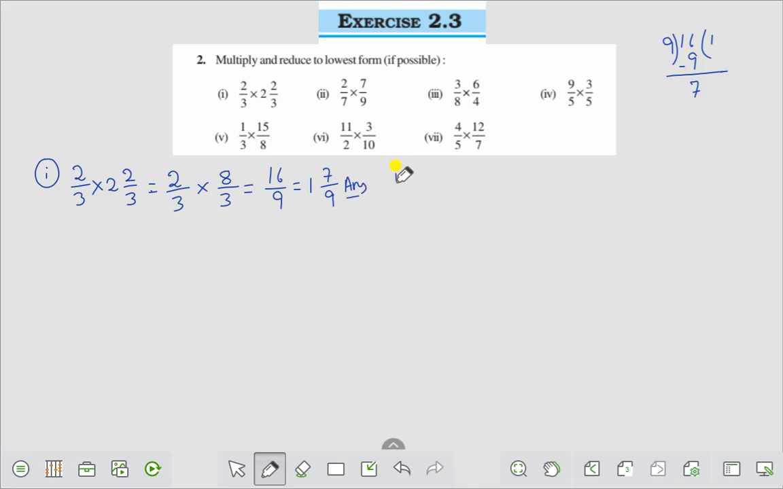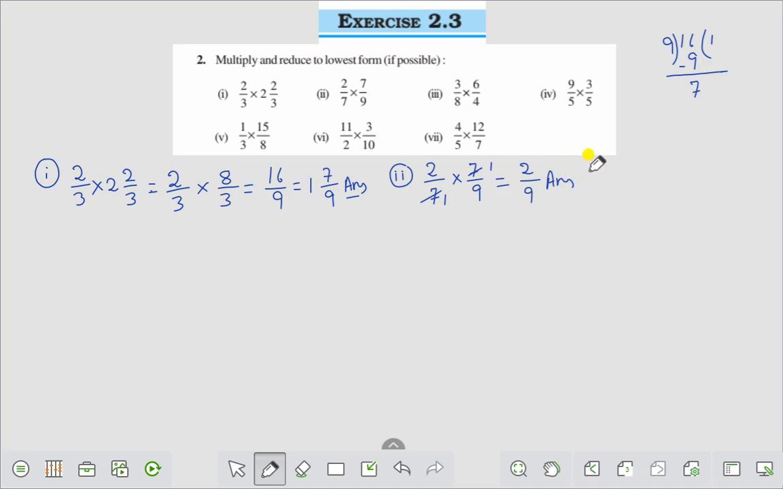Now question number 2 is 2 by 7 into 7 by 9. Here 7 1 is 7. Therefore 2 into 1, that is 2, 1 into 9, that is 9. That is 2 by 9. This is the answer, question number 2.